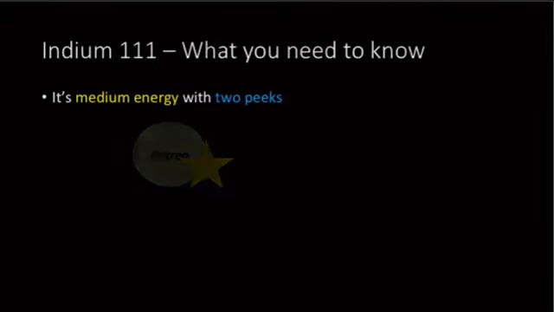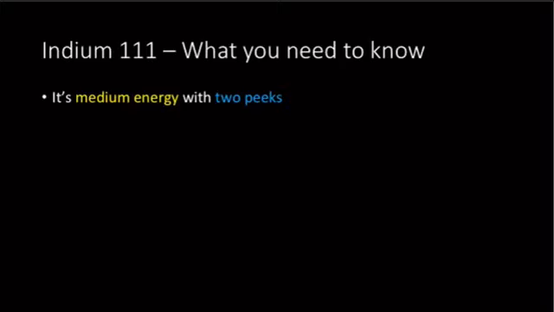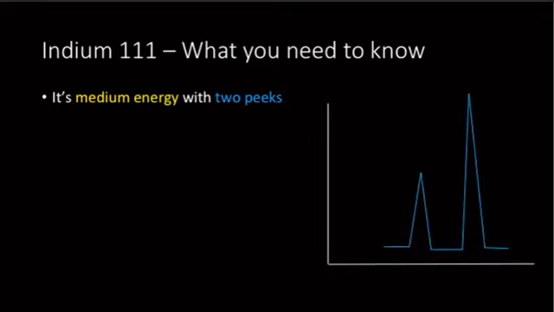So we have our agent. Now we have to tag it with something that we can actually image, right? In the prior lecture for MIBG, we used iodine 123 or 131. For octreotide, typically used indium 111. So what do you need to know about indium 111? Here are the things that I would know about it. First of all, it's a medium energy, and it has 2 peaks, around 170 and around 250. I said it was medium energy, and that means you use medium collimation.